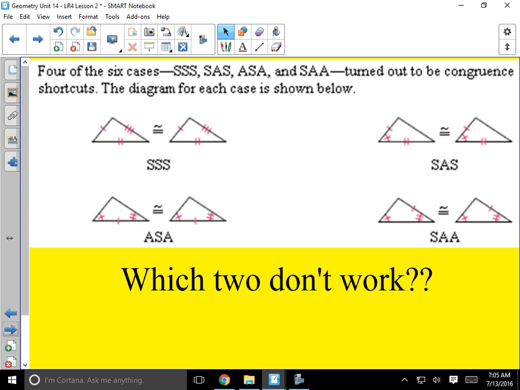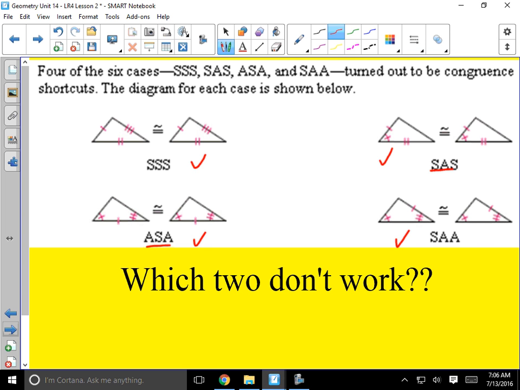Okay, so now what we have is four different types of conjectures that work. All of these work: side-side-side, side-angle-side, angle-side-angle, and angle-angle-side. Notice with angle-side-angle and side-angle-side, it's always an included piece. You have two sides and the angle in between them, or two angles and the side in between.